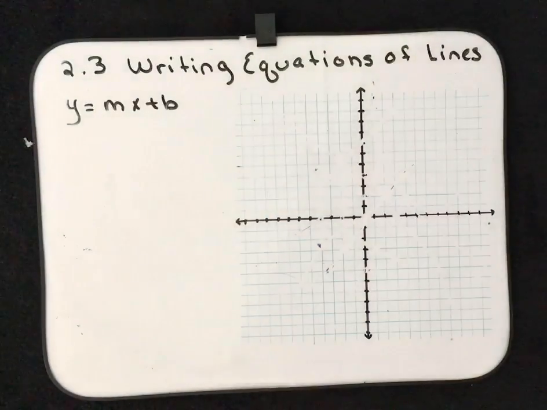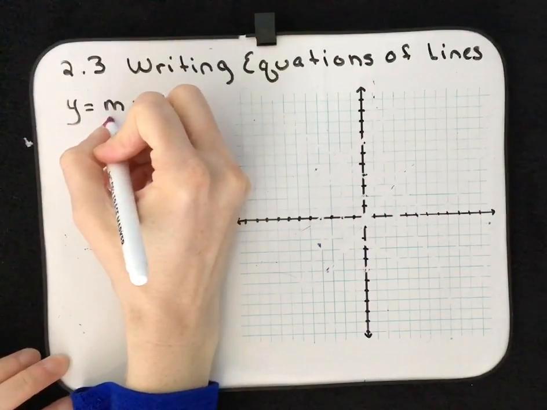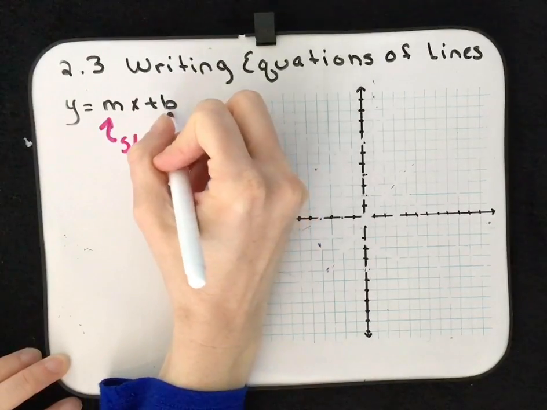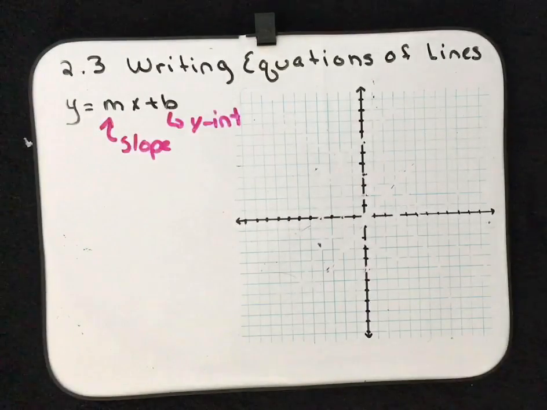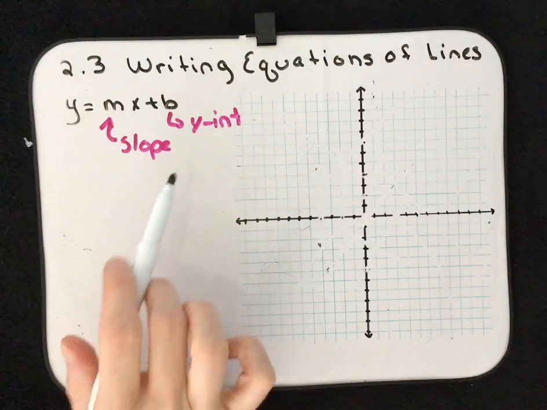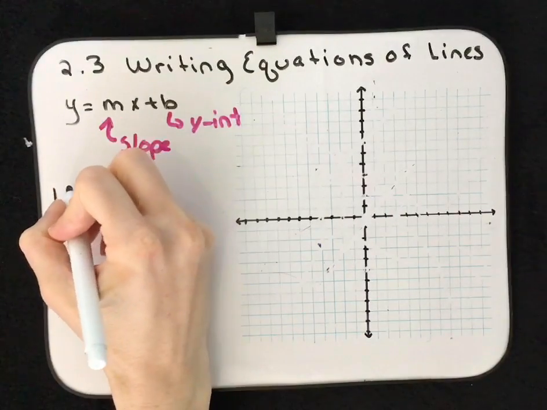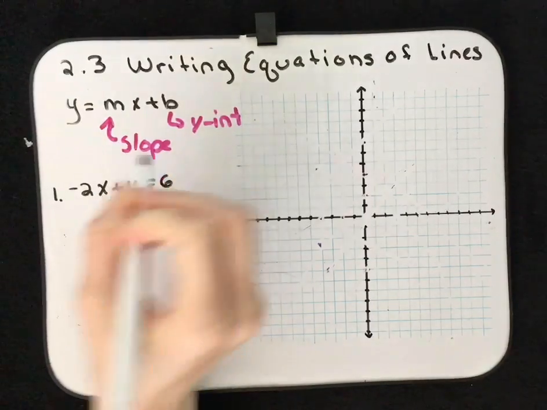Writing equations of lines. We're going to start with our y equals mx plus b form. This is called slope-intercept form because m represents the slope and b represents the y-intercept. Slope-intercept form shows us the slope and the intercept, and it makes it easy to correlate our equation to the slope and the y-intercept. For example, if we have negative 2x plus y equals 6.